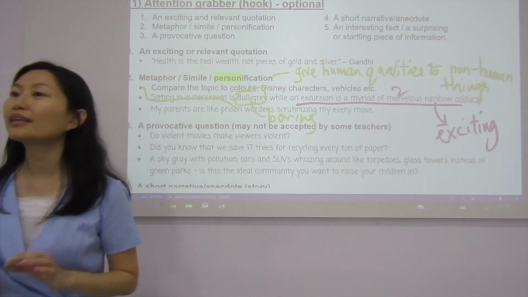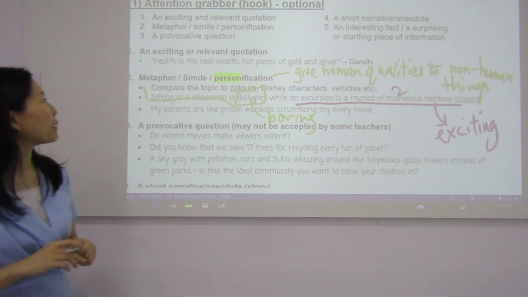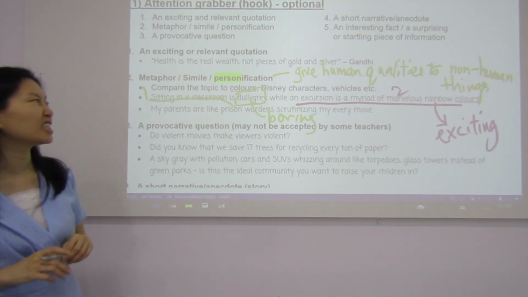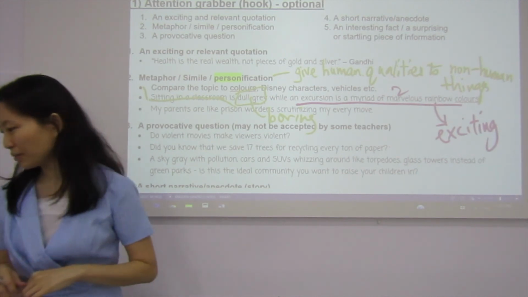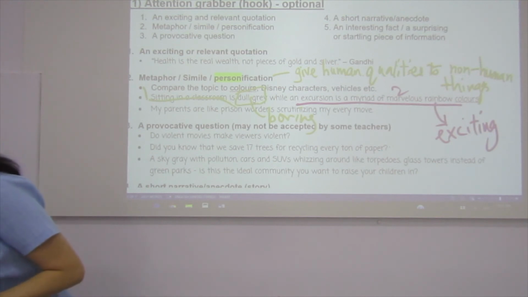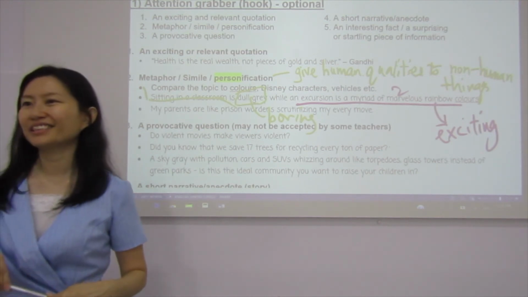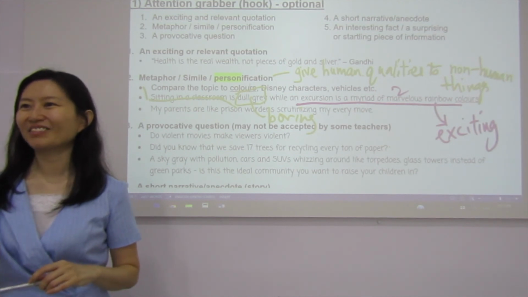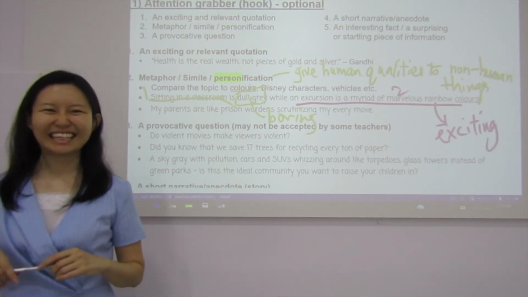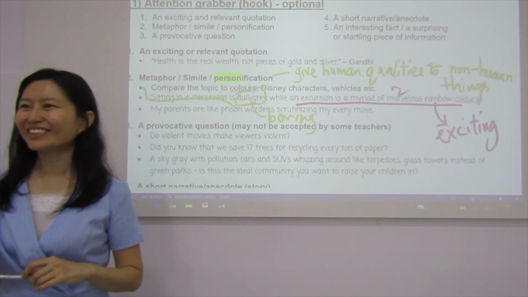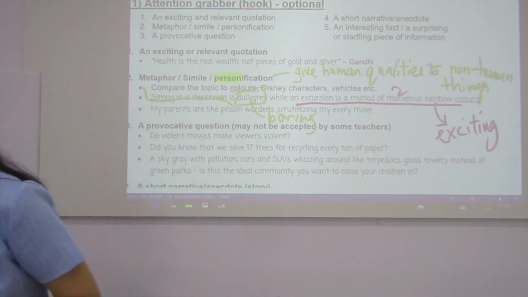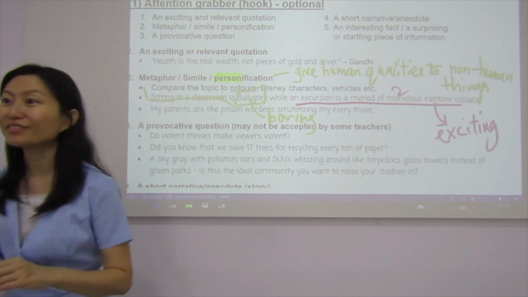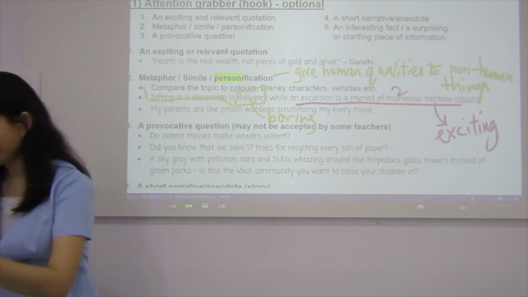Now, how about the last bullet there? They say that my parents are like prison wardens, scrutinizing my every move. Do you understand what that person is trying to say? Do you think that person likes or dislikes the parents? Yeah, dislike. Why do they dislike? Okay? Yeah. It appears as if the child has no freedom.